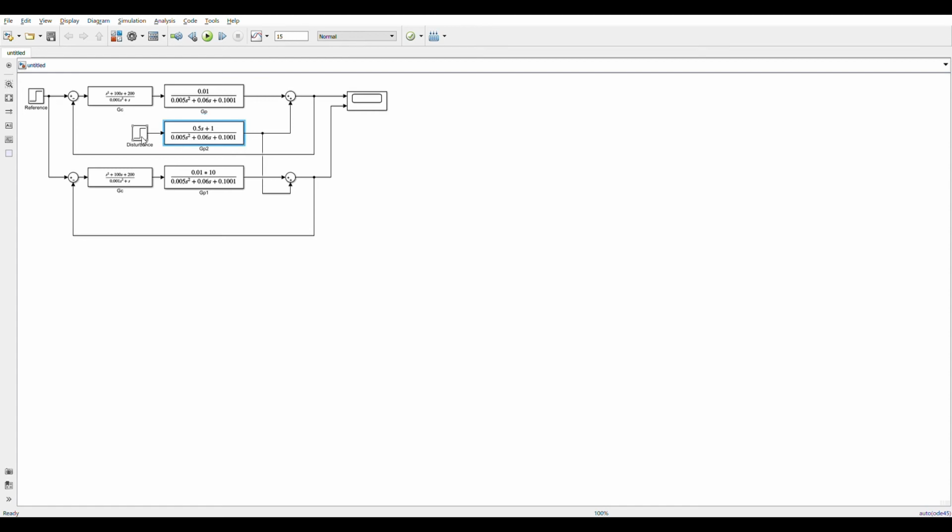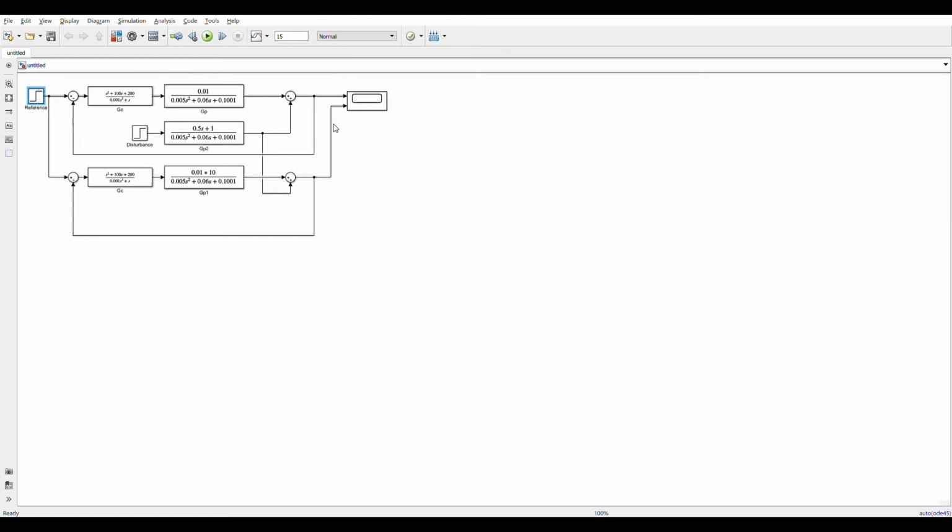So to check the steady state error, we can set the disturbance to 0 for now. And we set the final value for the reference input equal to 1. And it will start at the time equal to 0.